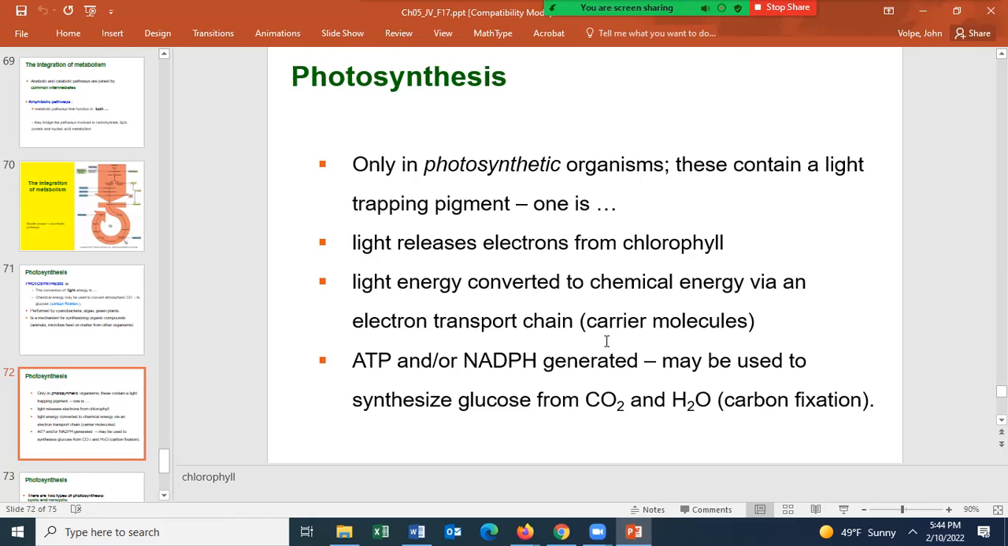We have carrier molecules. I'll discuss that in just a minute. So photosynthetic organisms do make ATP and or NADPH. Usually ATP and NADPH are used up by the photosynthetic organism to make glucose from CO2 and water.